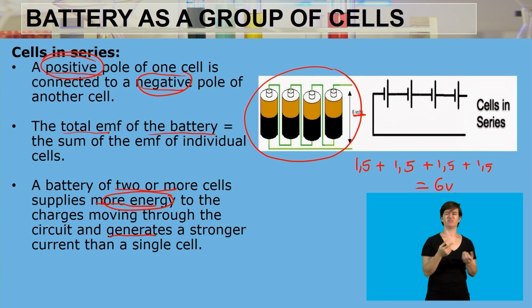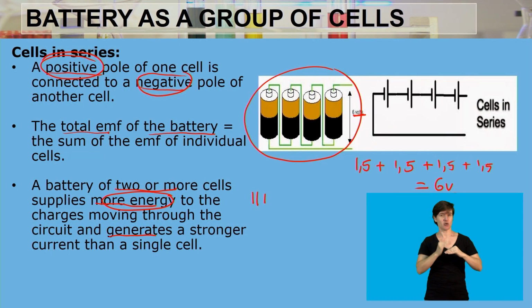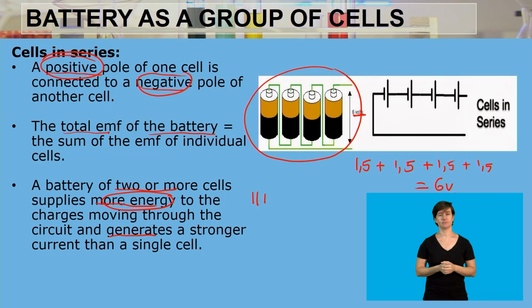So again, we can have 2 cells that are going to supply a certain amount of energy, and if you keep on adding another cell to say now 3 cells, then the energy supplied by the 3 cells is going to be much bigger than the energy supplied by the 2 cells. So the more cells we add in a battery, the more energy is going to be supplied to the current. And when that happens, that is going to generate a stronger current as compared to a battery that has fewer cells.